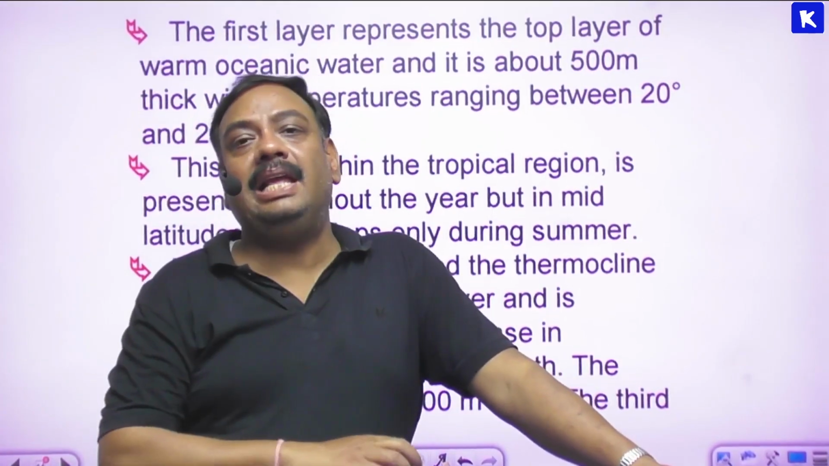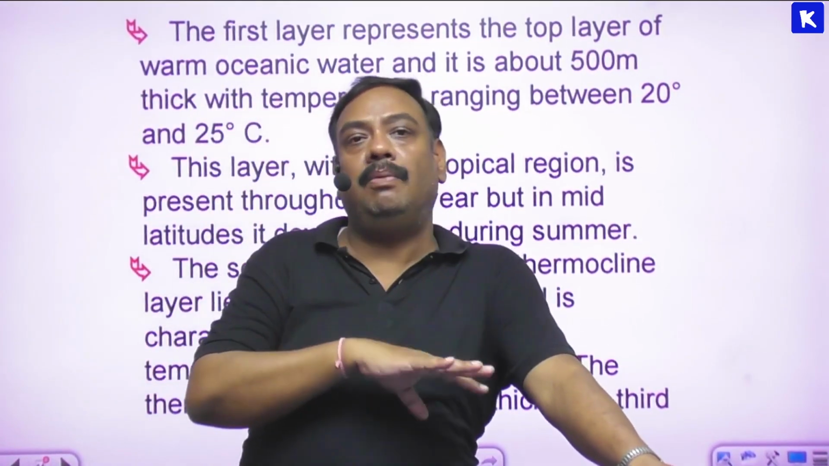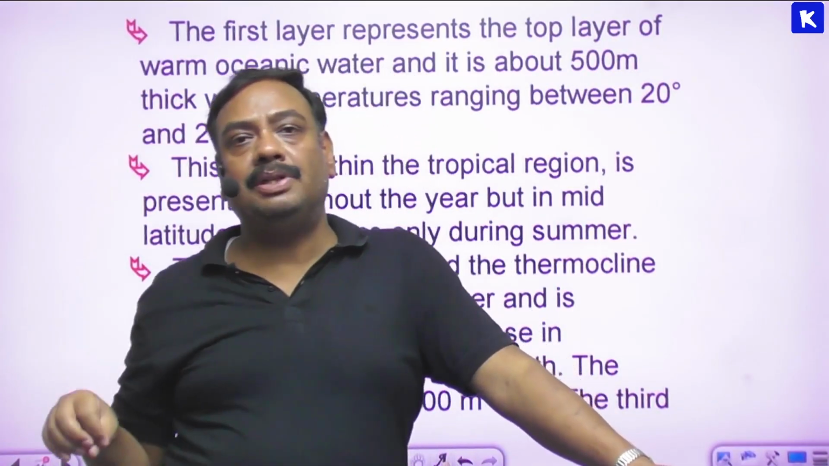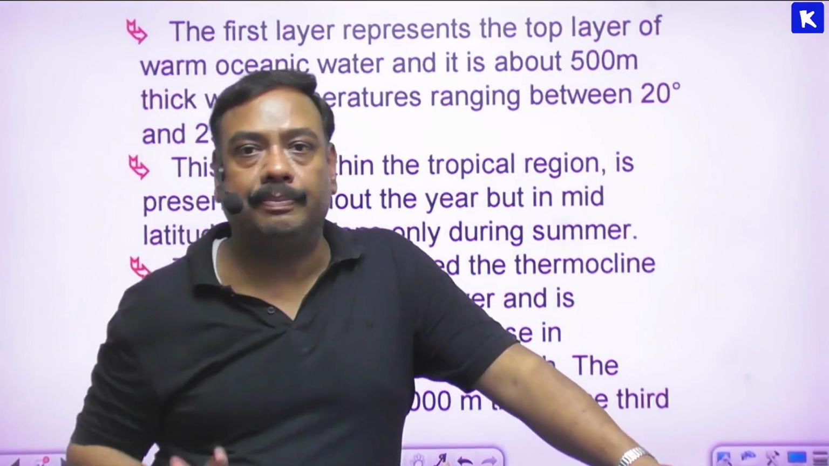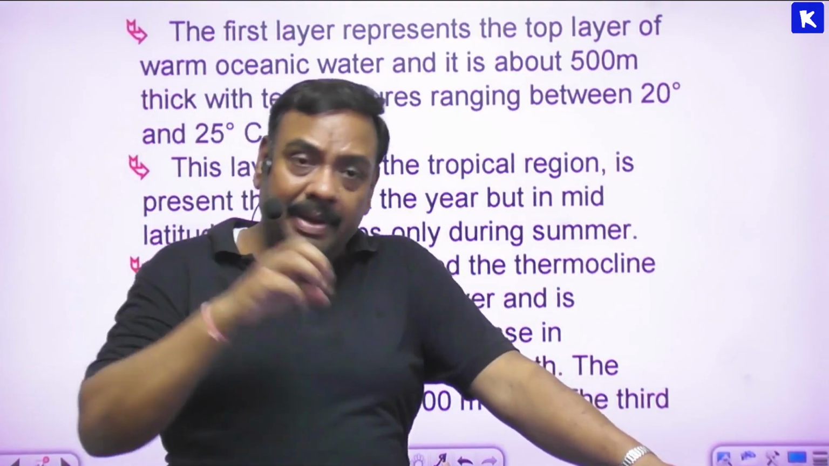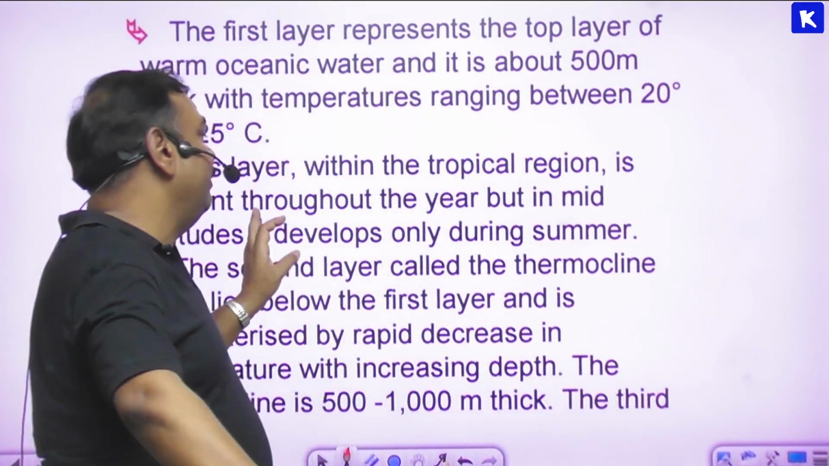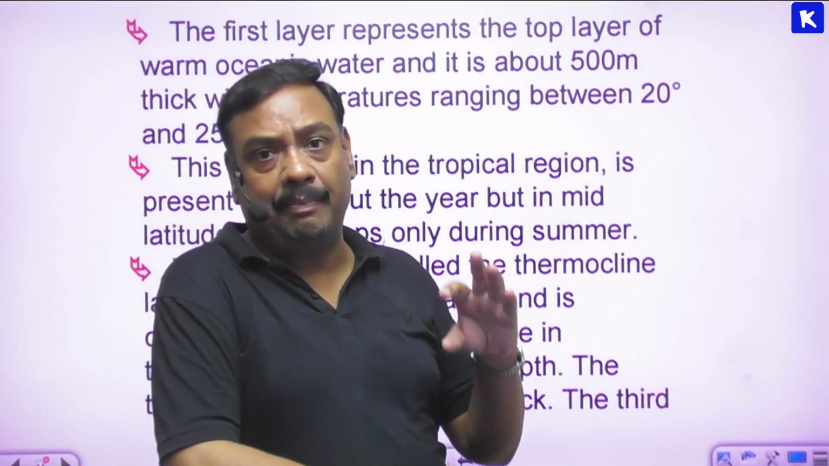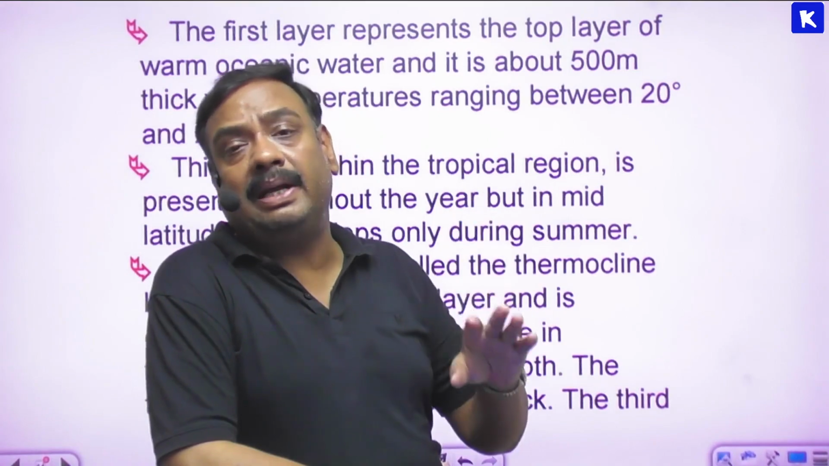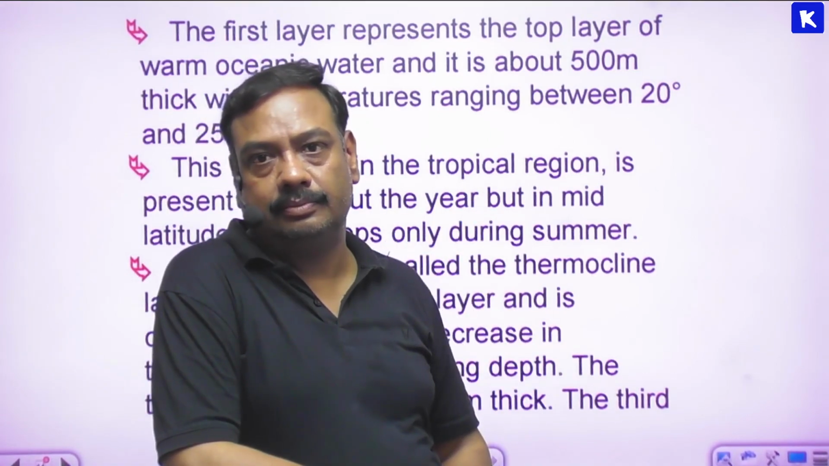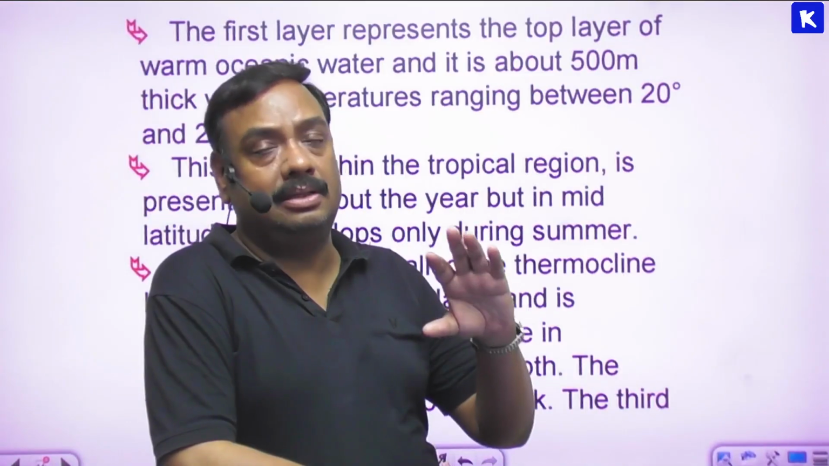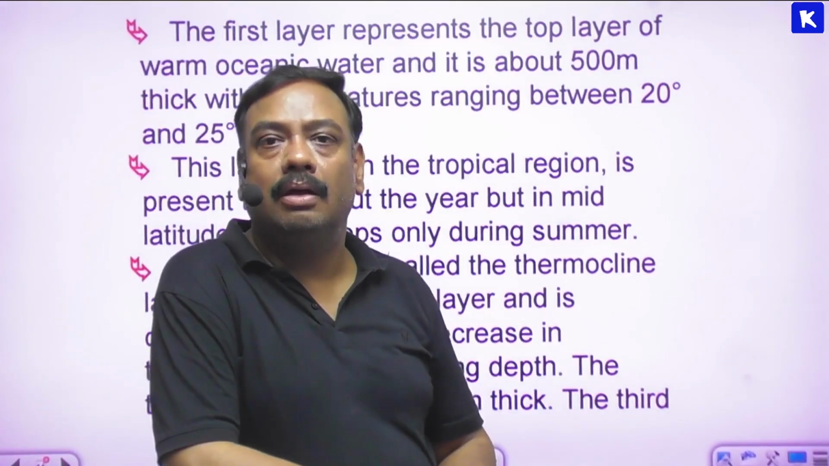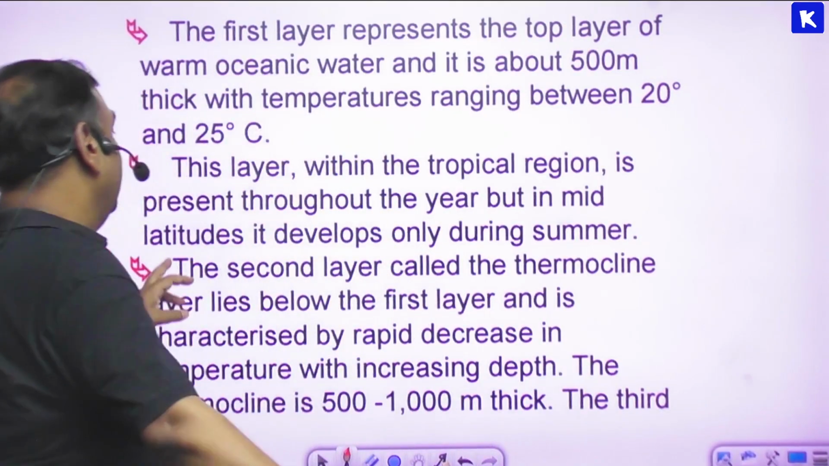So if it is saying that in low latitudes the first layer is formed throughout the year, that means definitely the three-layer system of distribution of temperature is found in the low latitudes throughout the year. In the mid latitude, if it is written that it develops only during summer, that means only during summer the three-layer system of distribution of temperature is found in the respective mid latitudes. Because for the mid latitudes the time period of the summer season is different. Got it? Okay.